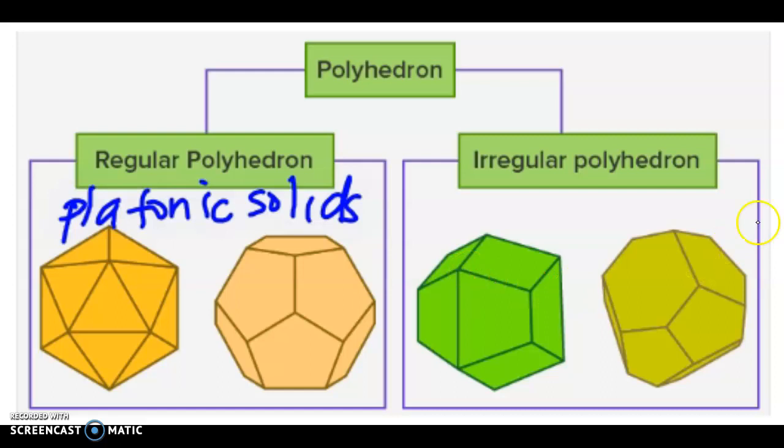On the other hand, an irregular polyhedron is formed by polygons of different shapes where all the components are not the same. This means that the sides of an irregular polyhedron are not all equal to each other.